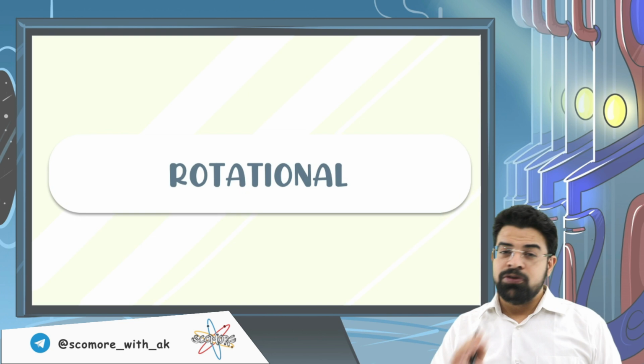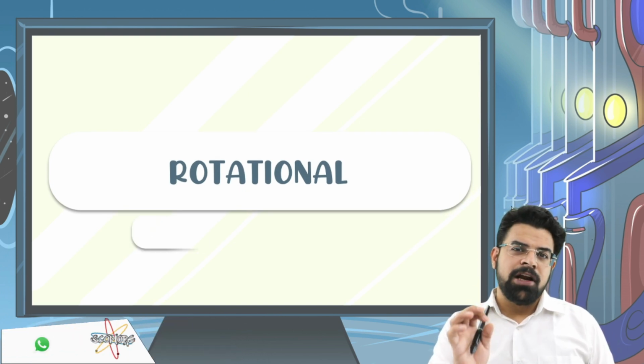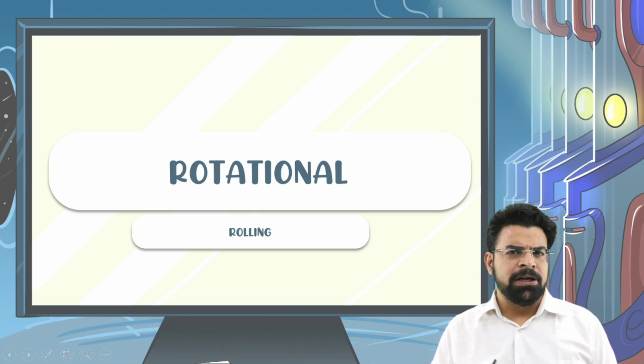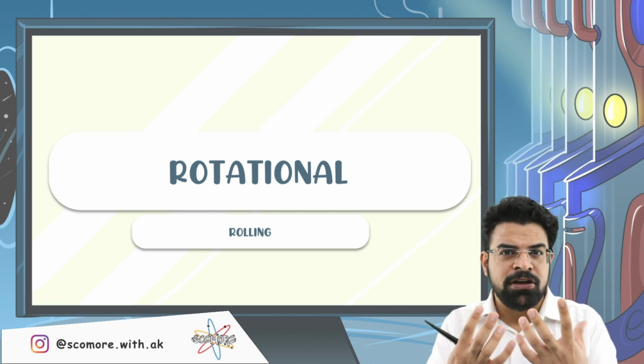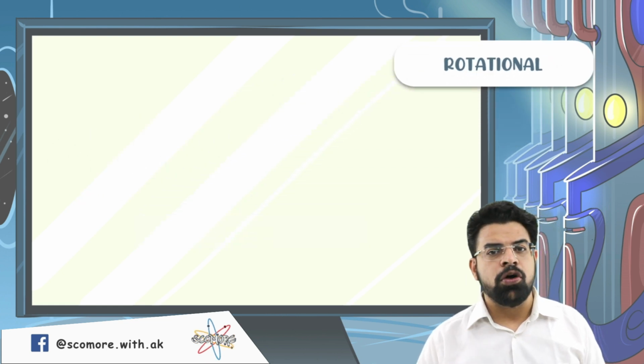Hello everyone. So we have reached the last hour of rotational motion. This is the fifth hour, and in this hour we are going to talk about rolling. This is a simple topic. It's just that you need to know what is translational, what is rotational, and how to combine them. So without wasting time, let's start learning the combination motion which leads us to rolling.